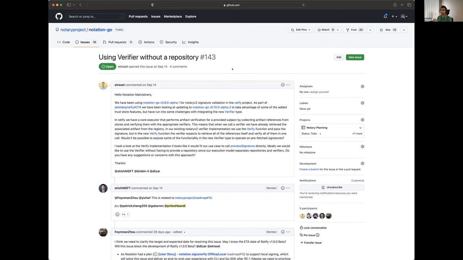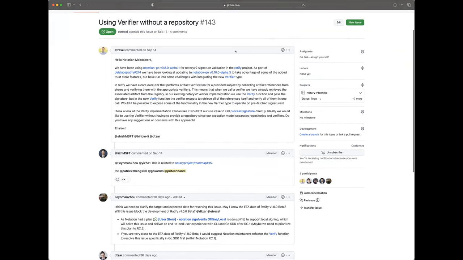No worries. Hey, Pritesh, I think we had two items on the technical side of the discussion: the 203 and also using verifier without a repository. If you align with that, then we can go with the release one tasks. Well, I can share the screen and we can go one by one. I think this is the first one.